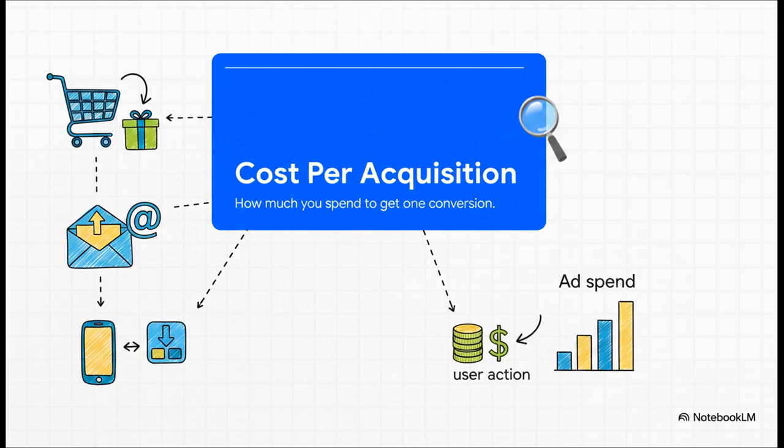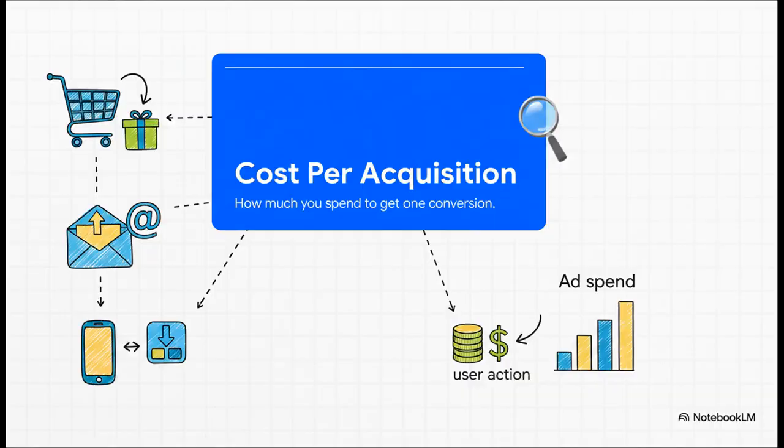Which brings us to CPA, or cost per acquisition. This tells you exactly how much you're spending to get one of those conversions. Whether that conversion is a product purchase, an email sign-up, or an app download, CPA is absolutely vital for performance advertising. Why? Because it completely bypasses all the fluff. It ties your ad spend directly to a specific user action or a business outcome. So, if you spend $500 to get 10 signups, your CPA is $50.